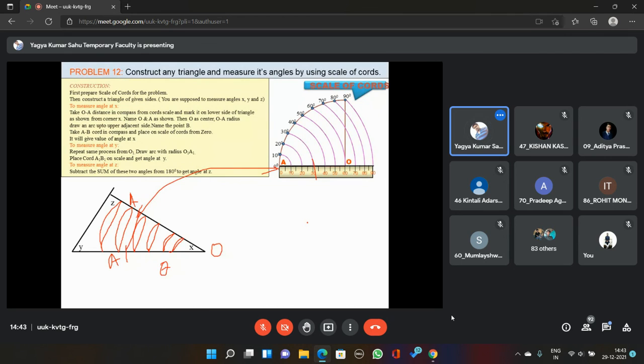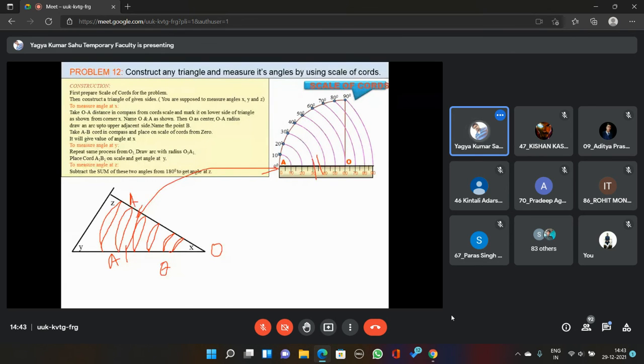Clear. Is it clear? Now suppose the arc is in between 30 to 40, exactly in this mid position, then the angle will be 35 degrees. But if it comes somewhere in between 30 to 40, then how will you do it?